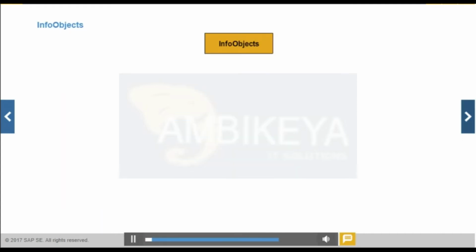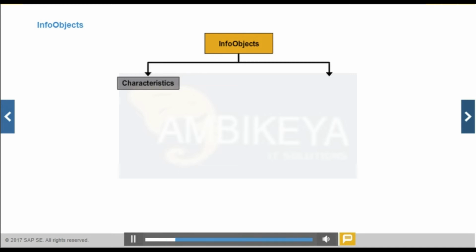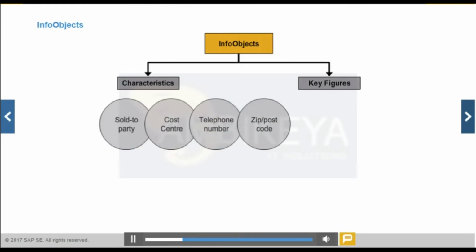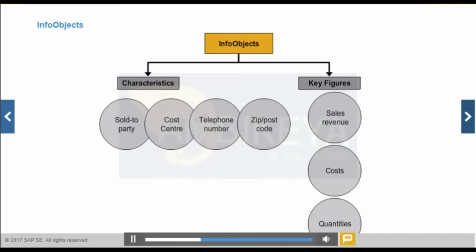Business analysis objects, for example, sales revenue, costs, or sold-to parties, are called info objects in SAP BW. Info objects are divided into characteristics and key figures. Types of characteristics are units, time, and technical requirements. Key figures store amounts or quantities. Characteristics provide more information about their associated key figures. For example, costs belong to a cost center. In this example, costs are a key figure and the cost center is a characteristic.